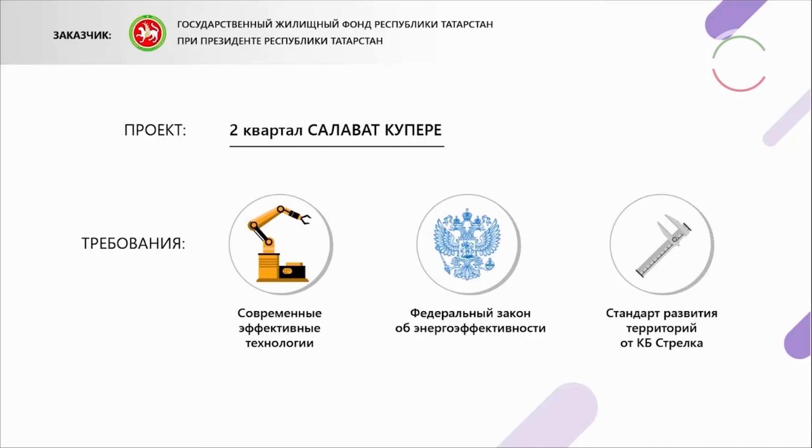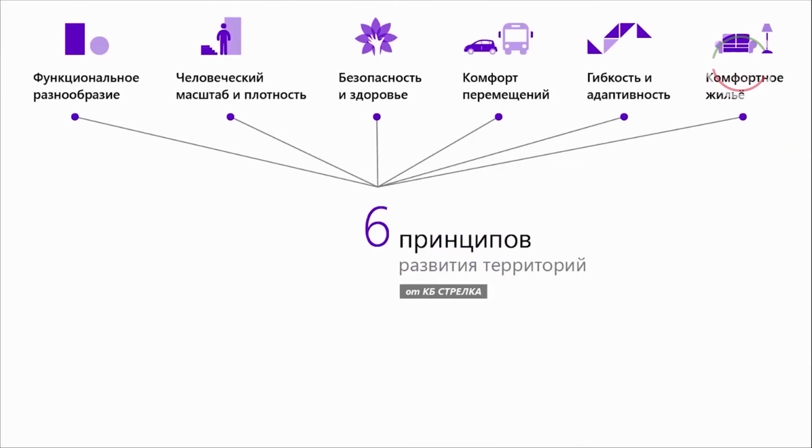Take into account the modern requirements and the federal law regulations on energy efficiency to meet the standards of the comprehensive territory development that was developed by Construction Bureau Strelka, commissioned by the Ministry of Construction of Russia. It has 6 basic principles of the territory development.